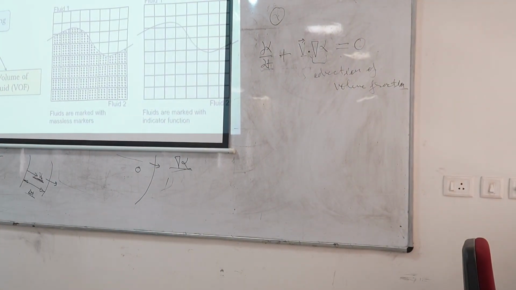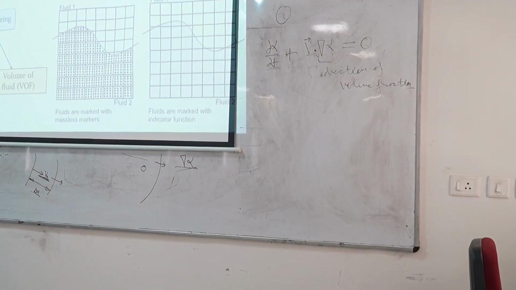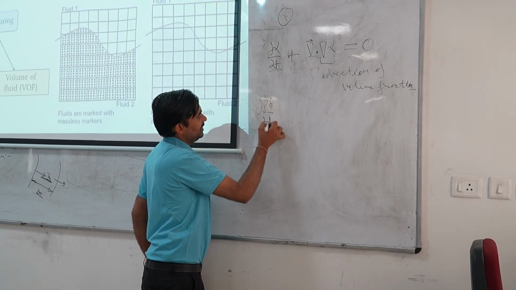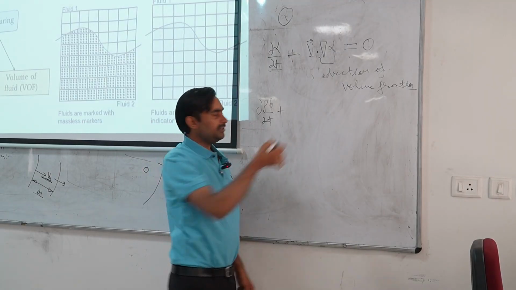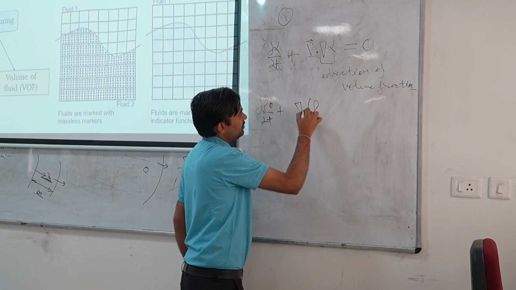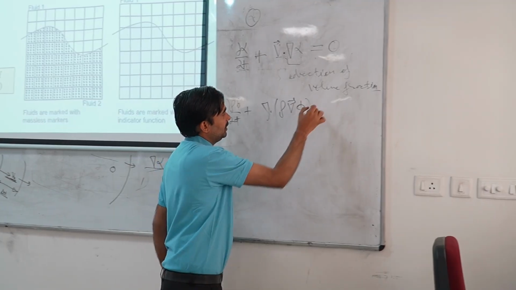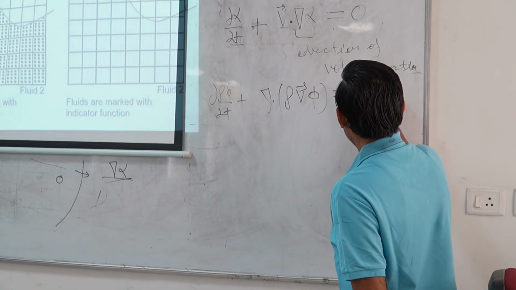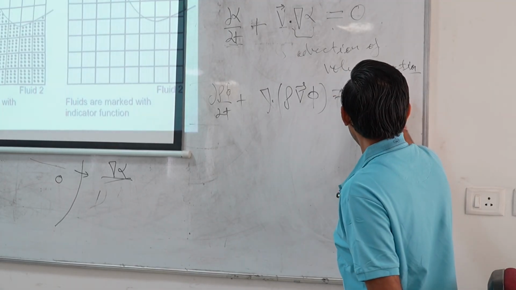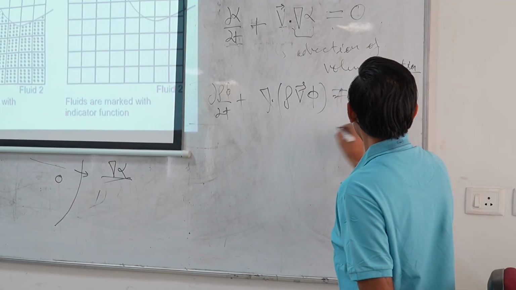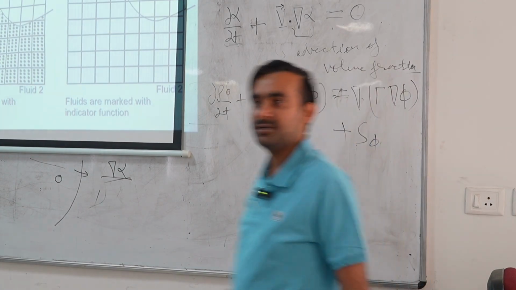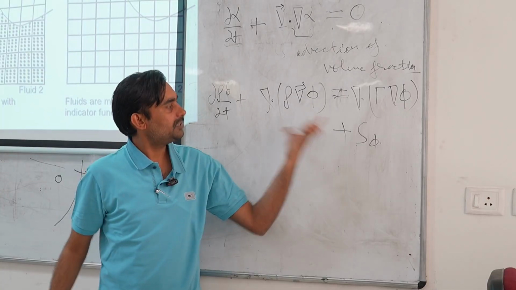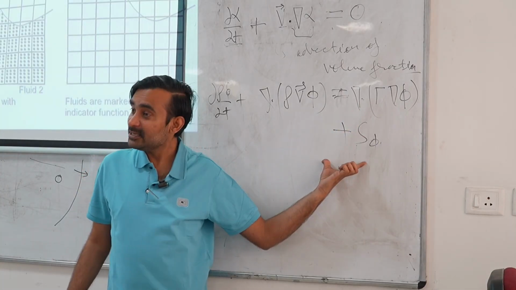So, one of the questions is, we typically have a scalar transport equation which is given as del of rho phi by del t, plus the advection term, that will be divergence of rho v vector phi, equal to the diffusion term, which will be divergence of gamma times gradient of phi, plus some source term, which represents the temporal term, advection term, diffusion term and the source term.